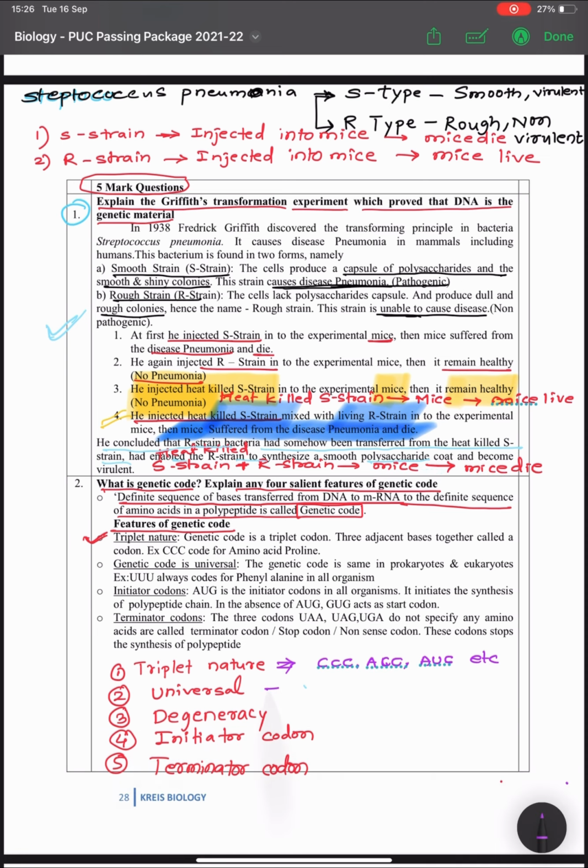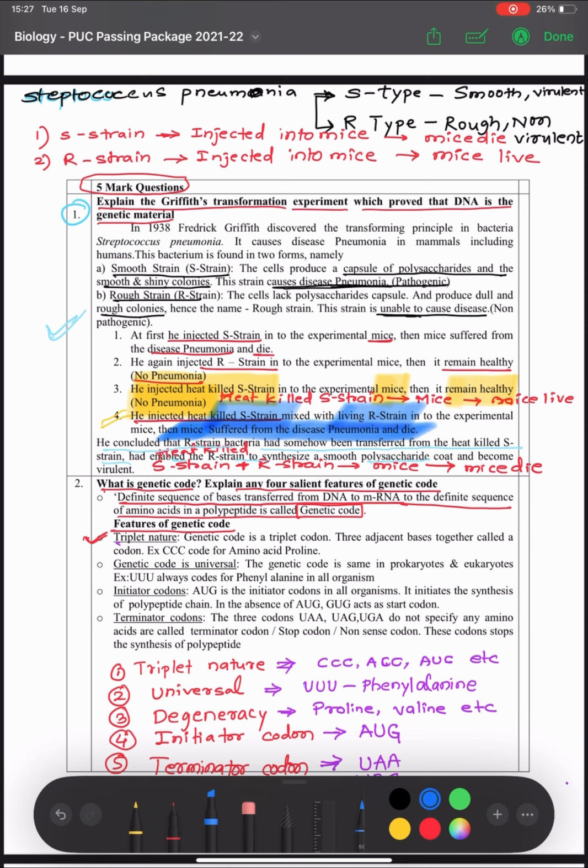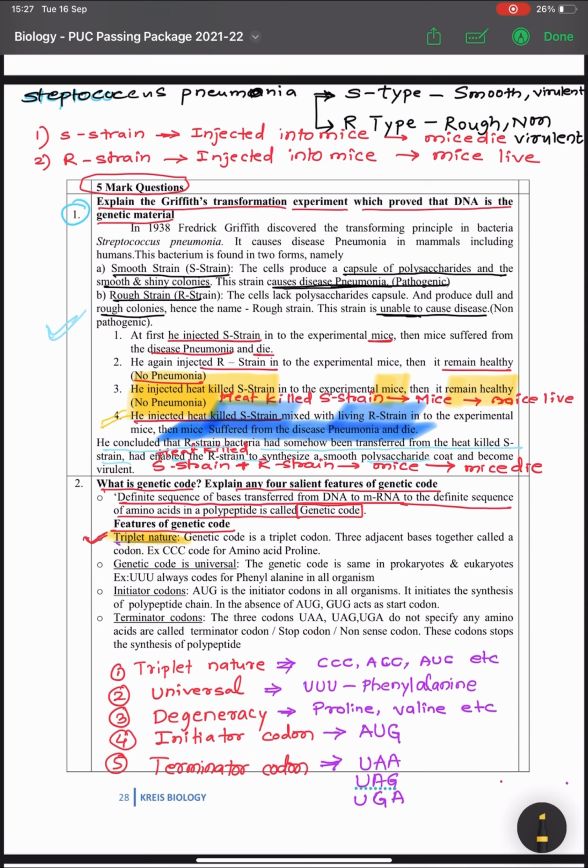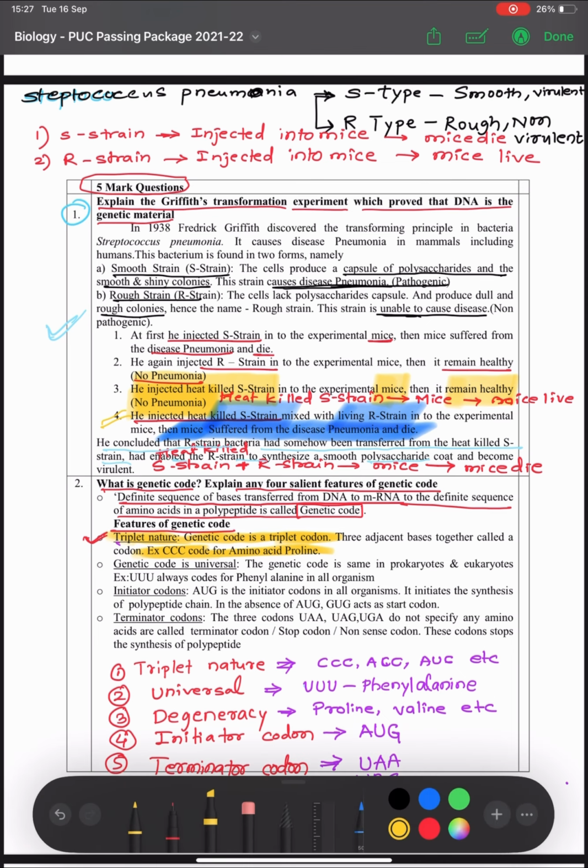Universal, so the genetic code will be the same for all organisms, both in prokaryotes as well as in eukaryotes. It will code for a single amino acid. Degeneracy, more than one codon codes for a single amino acid. Example, proline, valine. Initiator codon AUG, that is methionine. Terminator codon terminates the translation: UAA, UAG and UGA. They are the terminator codons.